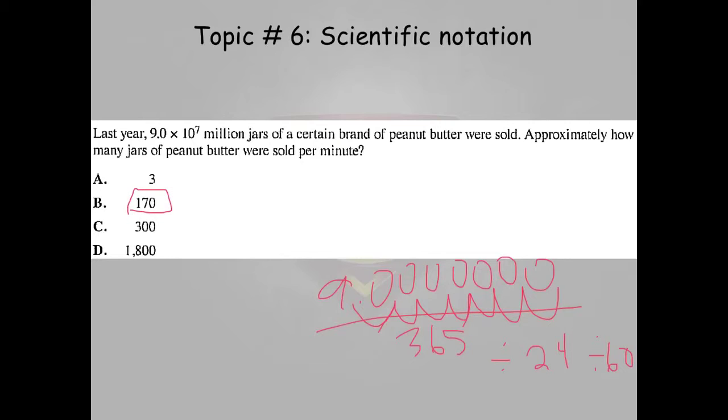You should get the answer of B, 170 jars per minute. So the thing to remember on this problem is really make sure you're working with numbers in standard form if they're already in scientific notation.